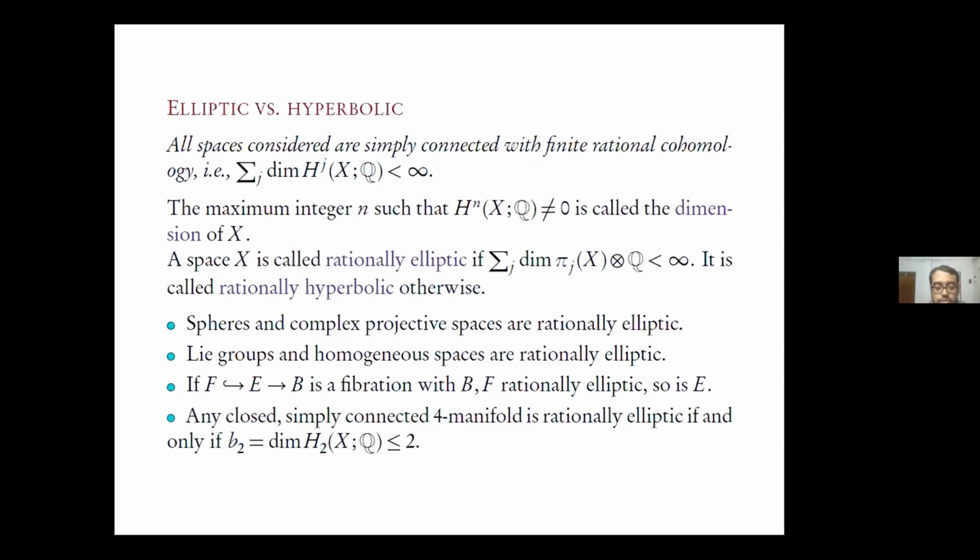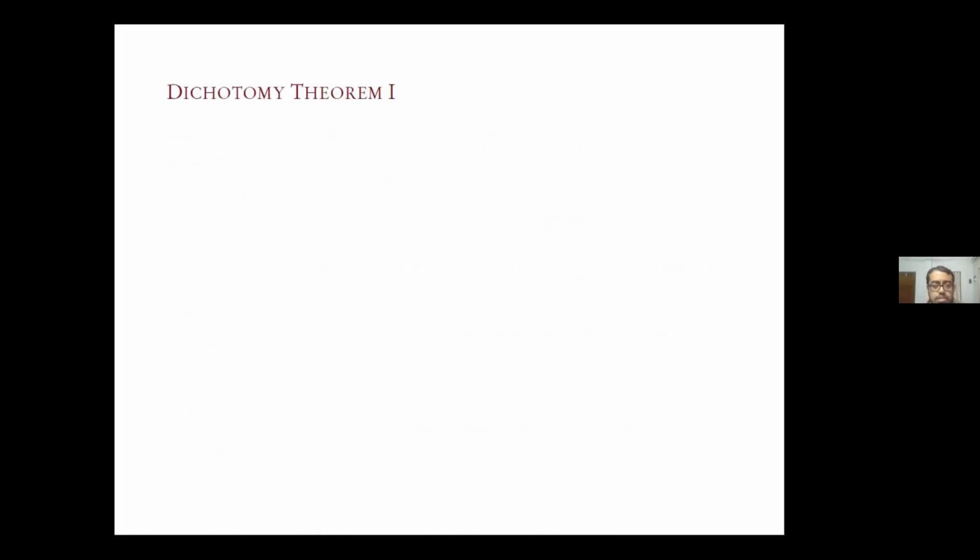Okay, so these are the examples. Now I want to talk about the dichotomy. So this is just by definition. What does it mean to say something is rationally elliptic apart from this definition? And what does it mean to say something is rationally hyperbolic apart from how it's defined? Okay. So this is dichotomy theorem 1. Here I'm going to talk about the rationally hyperbolic case first, and the next one I'm going to talk about is the elliptic case.